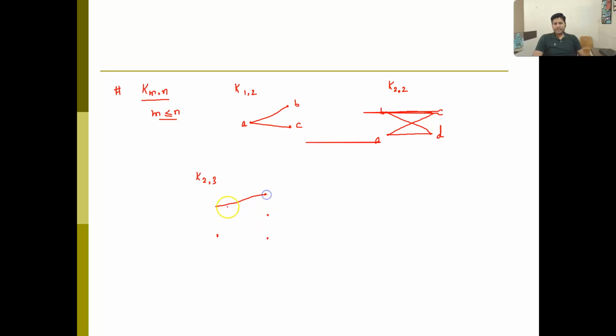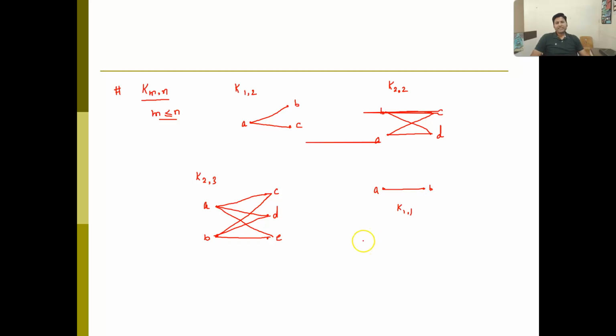A complete bipartite graph definition says that every vertex of the first partition is connected to every vertex of the second partition. So this we call K23. In the same manner, we can draw K11 also. So this is K11. Both partitions have only one vertex.